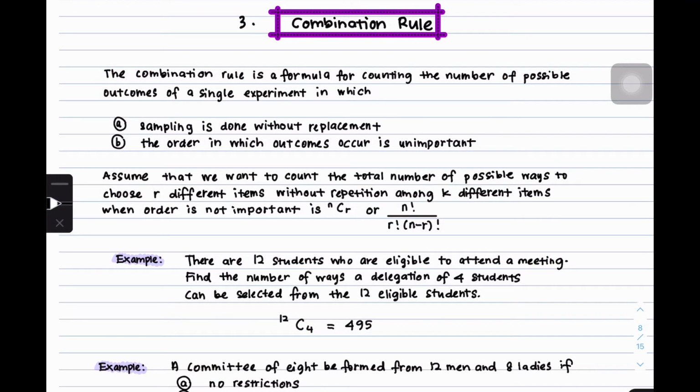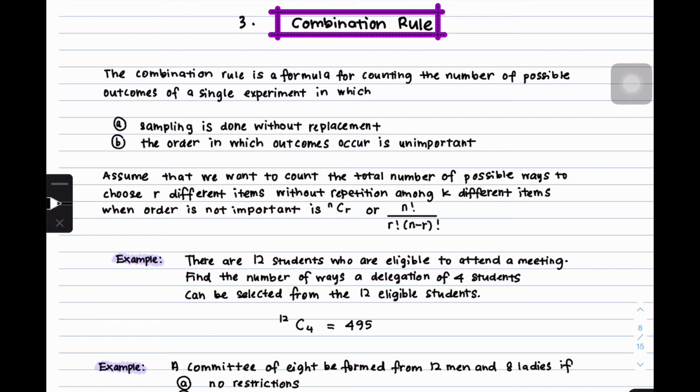Okay class, now we want to see the third rule under the counting rules, which is the combination rule. Before this we have seen the permutation rule, where we use permutation when we want to arrange something without repetition but the order is important.